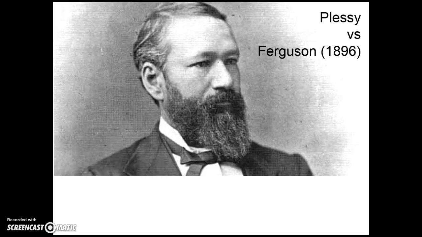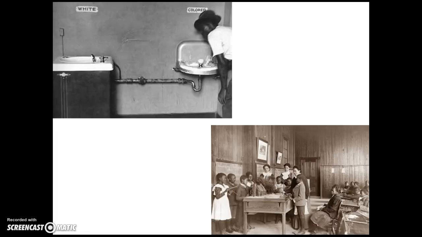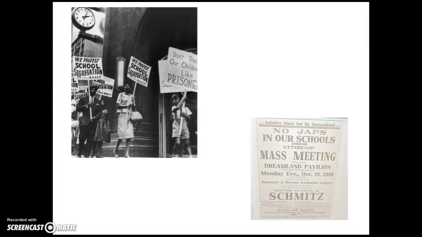The question was, was it constitutional to have separate train cars? The Supreme Court looked at the 14th Amendment Equal Protection Clause, and they determined that separate is okay as long as it is equal. So you get this established precedent that separate but equal is okay. Plessy loses, and it reaffirms the Jim Crow era type laws that start to exist in the 1900s, where you have separate drinking fountains, separate school systems, and clearly, as we could see from the pictures, they weren't even close to being equal. So protests occur.